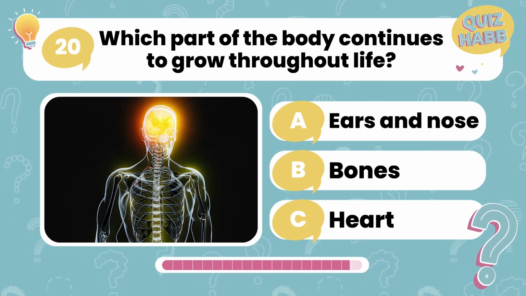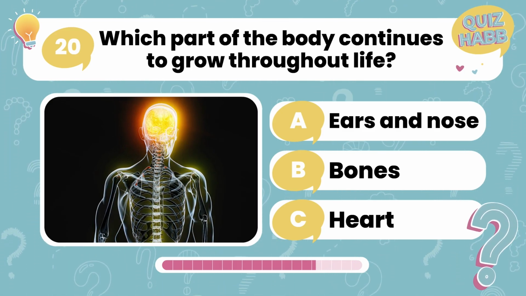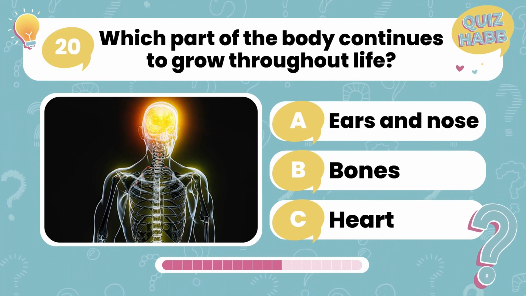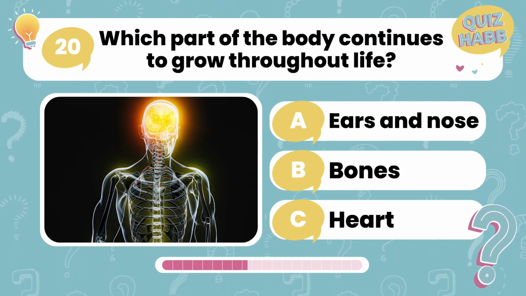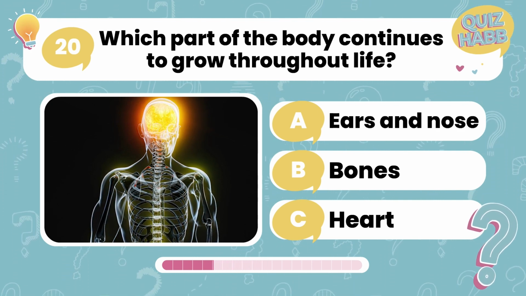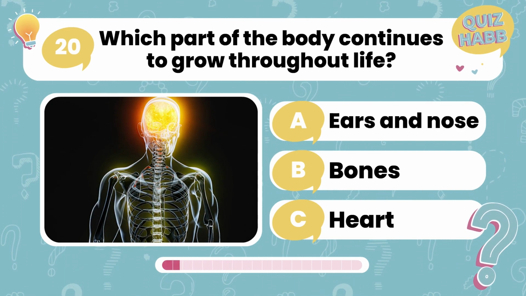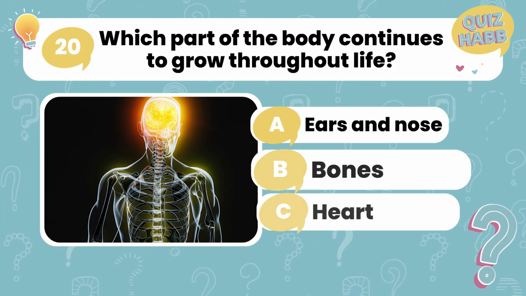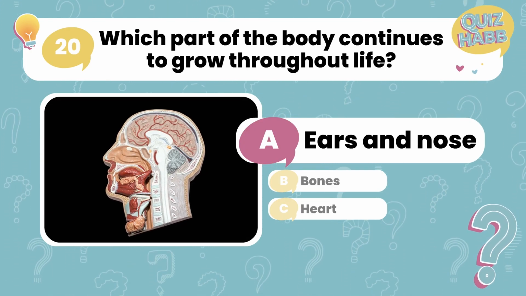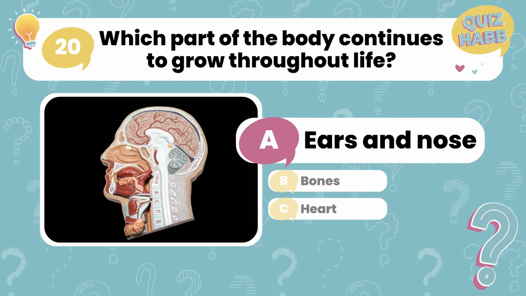Which part of the body continues to grow throughout life? A. Ears and nose. B. Bones. C. Heart. Correct answer, ears and nose. Cartilage keeps growing slowly with age.